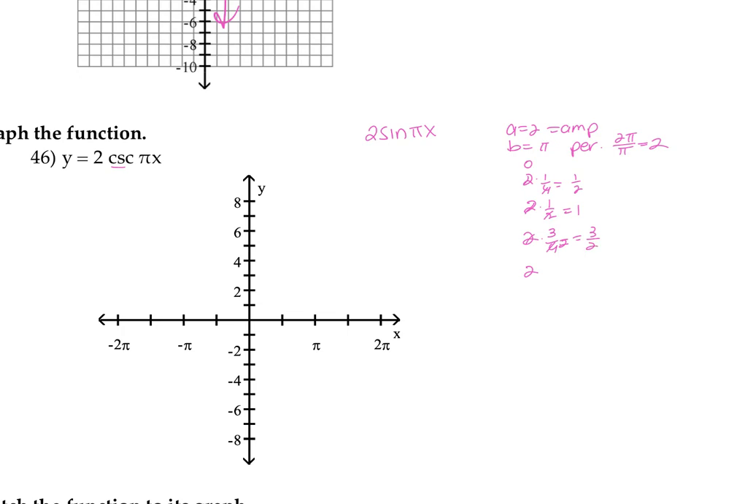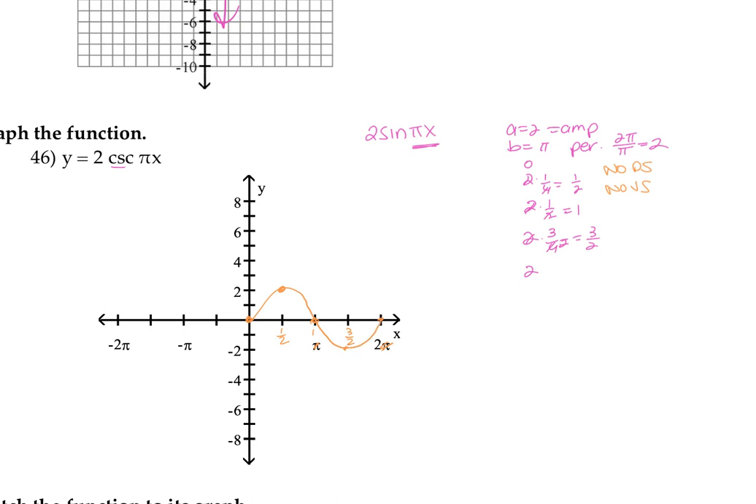There's no phase shift because there's no parentheses with addition. And there's no vertical shift. So I just go to 0. This is sine, so I go 0, 0. You can actually cross these out, make this 1/2, 1, 3/2, and 2. So I'd go up to my amplitude, which is 2, back down to 0, down to -2, and back up.